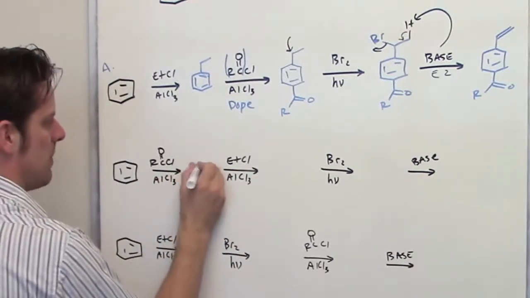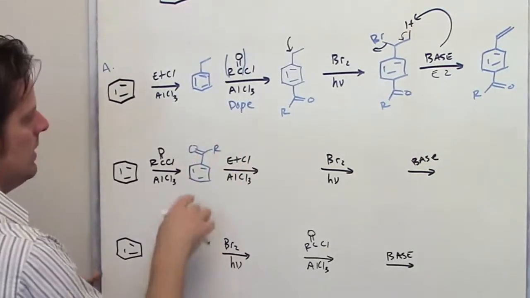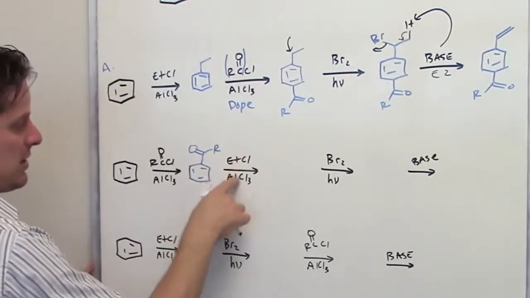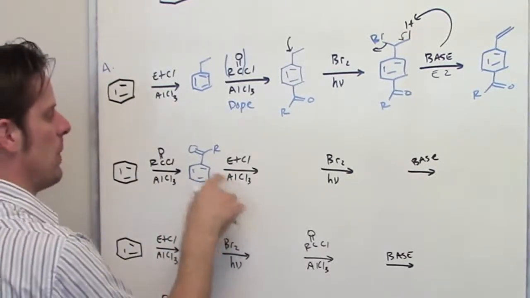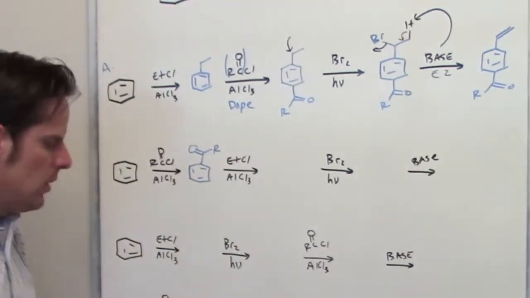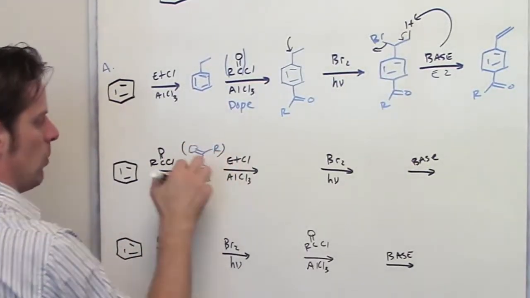What in the world is going to happen? Well, it's going to place my acyl group onto the ring. Now, I take this molecule and treat it with ethyl chloride and aluminum chloride. These are Friedel-Crafts alkylation conditions. It's going to place the ethyl group on the ring. Where does it go? Well, that all depends on the nature of the pre-existing group, that is this group right here. What is this group?